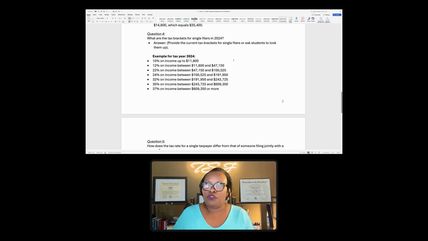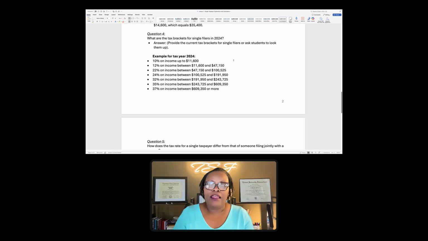So, for example, for 2024, 10% tax gets applied to income up to $11,600. There are seven tax brackets: 10%, 12%, 22%, 24%, 32%, 35%, and 37%. Like I was saying before, the tax rate of 10% would apply on income up to $11,600. Then there's a 12% bracket. That would be on income between $11,600 and $47,150.